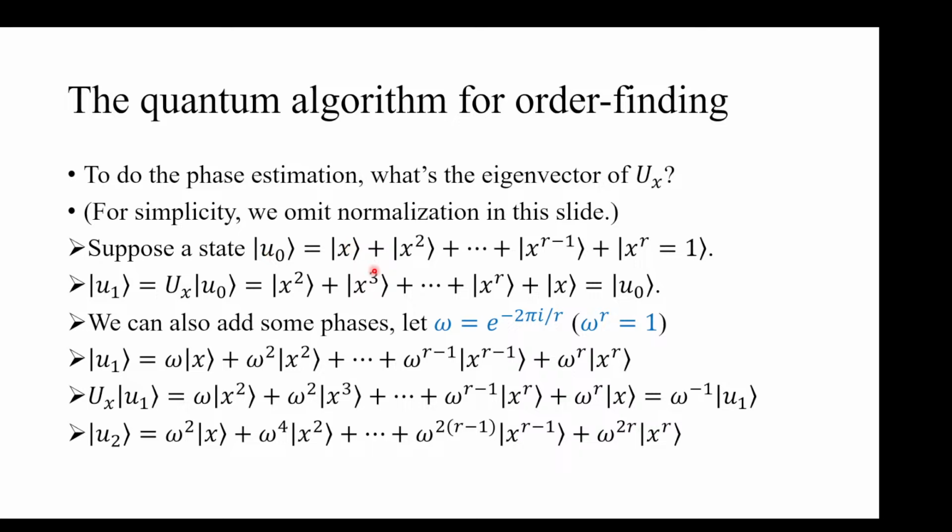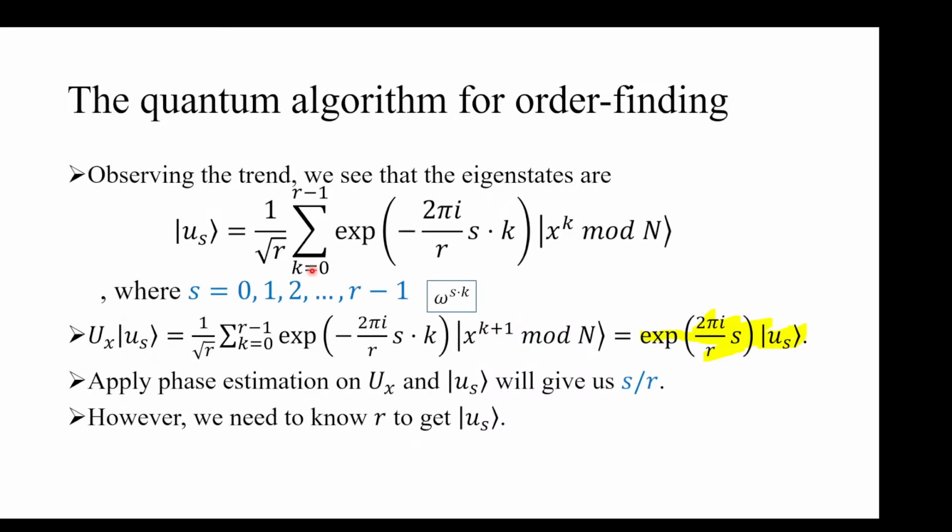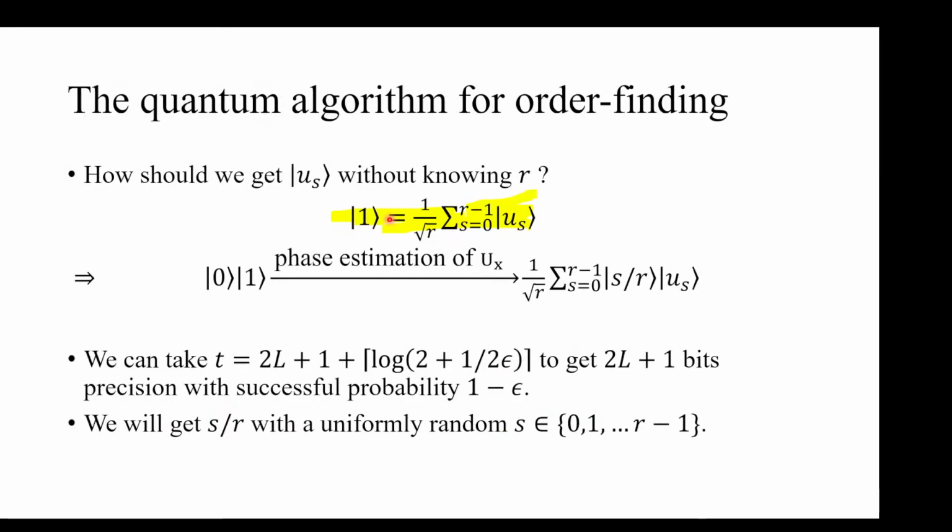So u0 will be just an equal superposition of all the powers of x, and u1 will be the superposition of powers of x times omega to the power of x, and then u2 will be omega squared to the power of x here. And so if you have any one of those eigenstates, you can do phase estimation on it, and you will find s over r. Okay, then if you know s over r, then you know a lot about r. But you cannot control those eigenstates, and so we do something really funny.